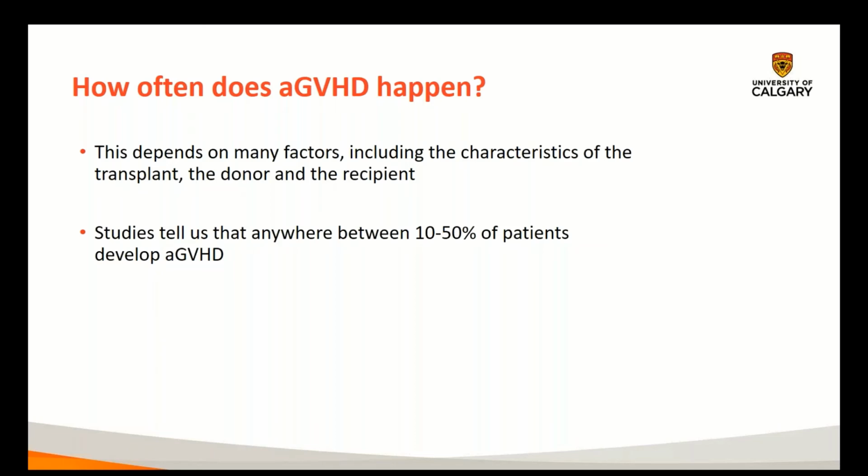So how often does this happen? And this really is an unsatisfying answer, but it depends on many factors, particularly the characteristics of the transplant, how the transplant was done, the donor and the recipient. But studies tell us that anywhere between 10 to 50% of patients will develop acute graft versus host disease.